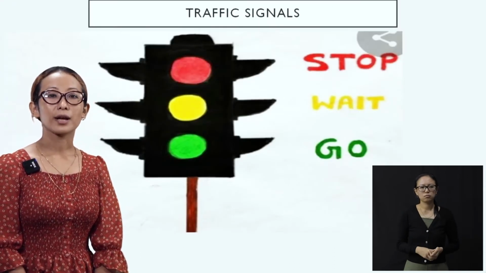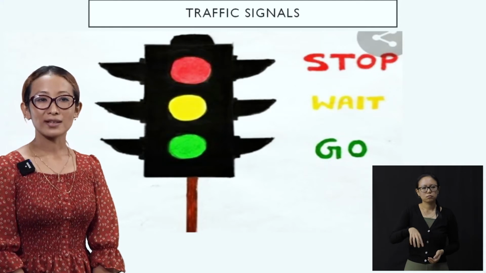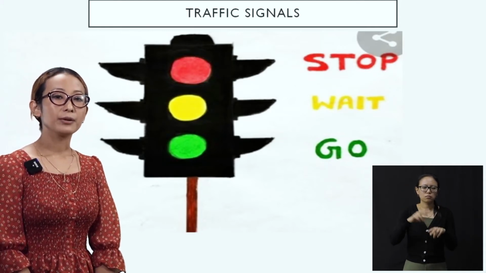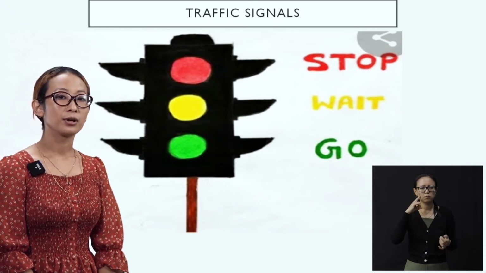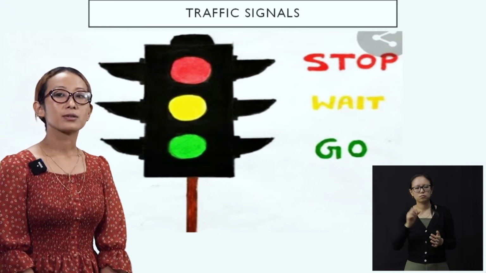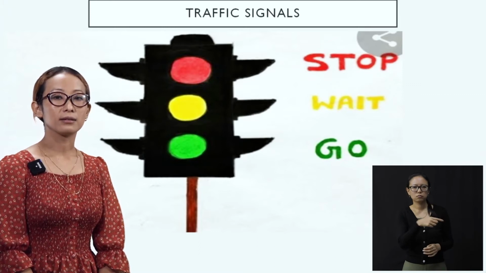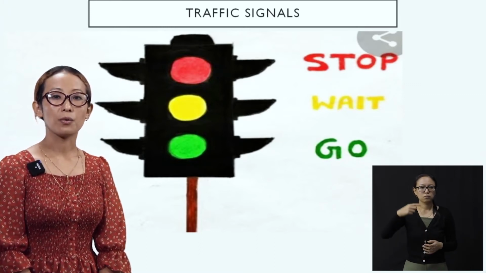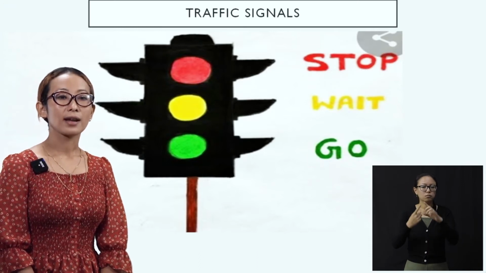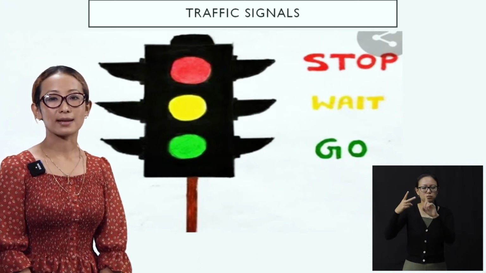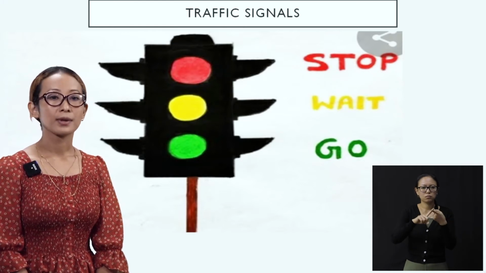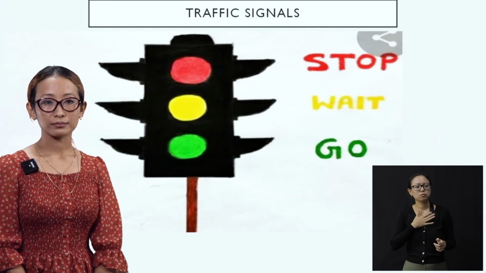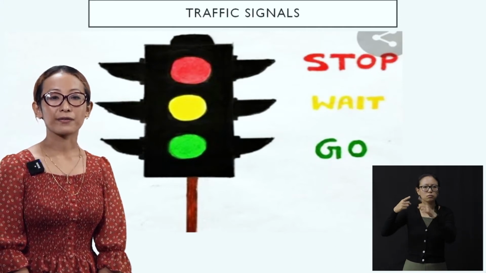Now let us learn about the traffic signals. Students, I hope you have seen this on the road. There are three colors, yes or no? The first one is the red color. This traffic signal, red color, indicates that it is telling you to stop. And the yellow color gives you a signal to wait for some time. And the green signal gives you a signal to go.